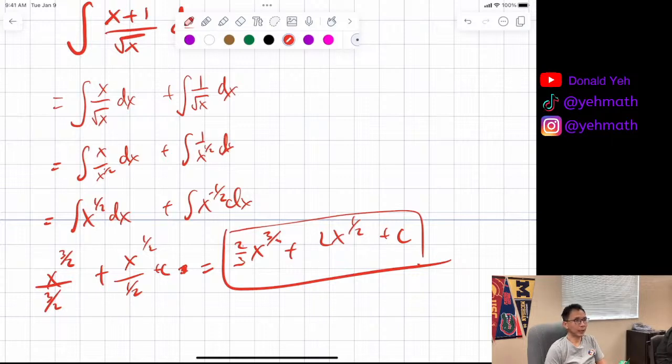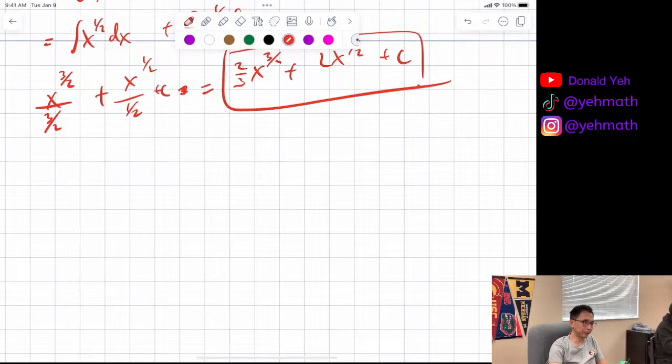Mr. J, if you had, instead of square root x on the bottom, if you had just x, it wouldn't work, right? It won't work because that will be 1 over x. And 1 over x, you don't know how to integrate yet.